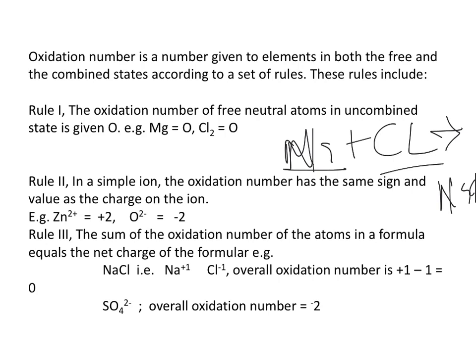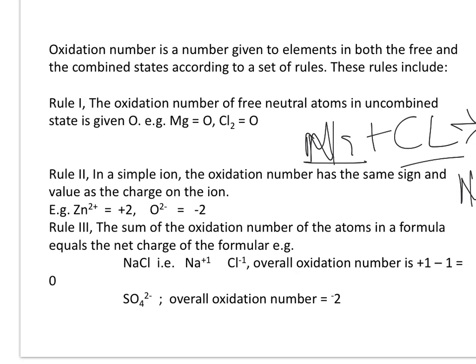Rule 3. The sum of the oxidation numbers of the atoms in a formula equals the net charge of the formula. Example, sodium chloride, that is sodium +1, chlorine -1. Overall oxidation number is +1 - 1, which is equal to 0. So for sodium chloride, the overall charge is equal to 0. But the individual charges, for sodium it is +1, for chlorine it is -1, meaning that the oxidation states are +1 and -1. Adding it up, you have +1 plus -1, which is the same as +1 - 1, and it is 0.